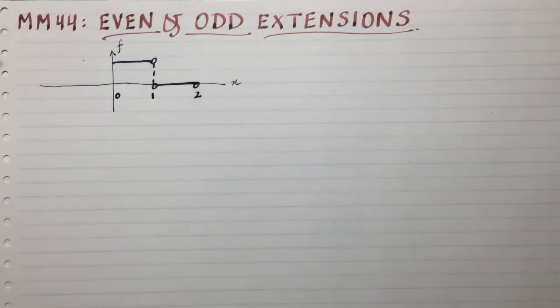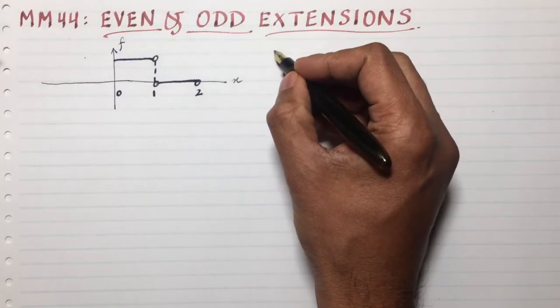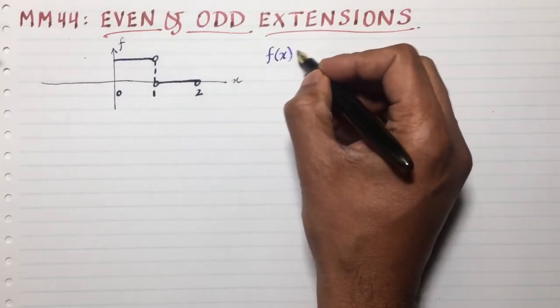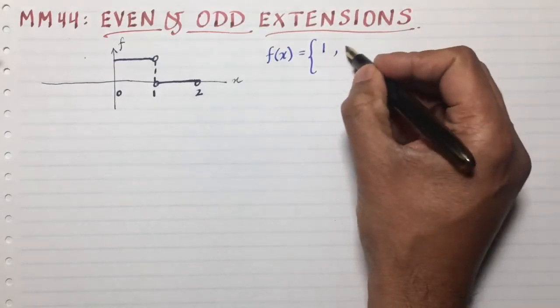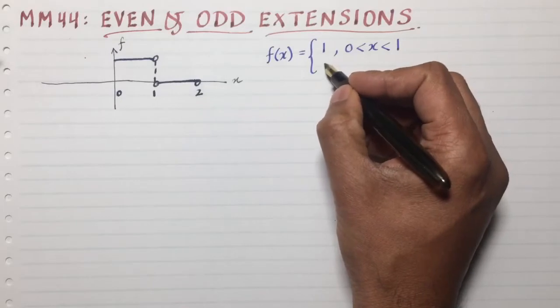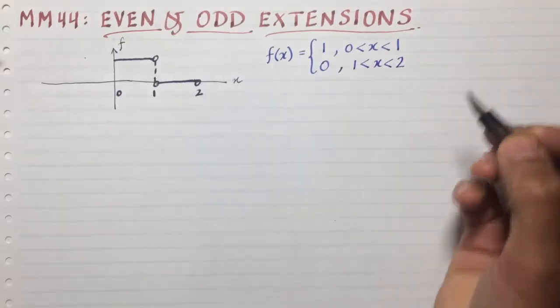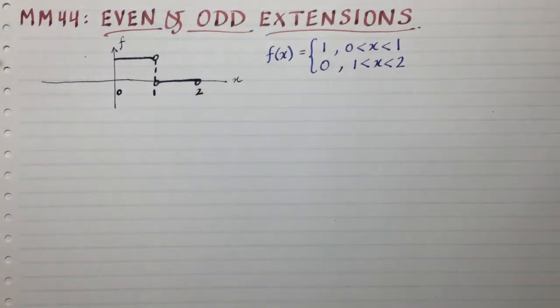Let us discuss the concept of even and odd extensions of a function in order to find its Fourier series. Consider the bump function shown, where I only defined it between 0 and 2 as follows. f of x is equal to 1 between 0 and 1, with the endpoints left out, and f of x equals 0 between 1 and 2. This function, as written, cannot be expanded in a Fourier series because it does not have any periodicity whatsoever.